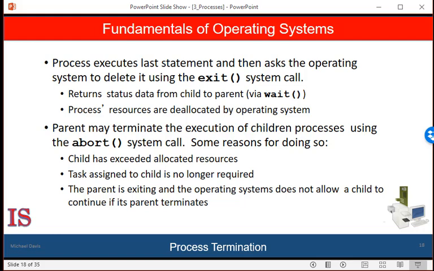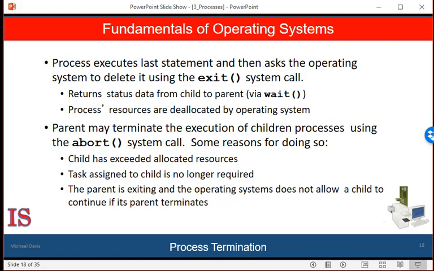A parent may terminate the execution of one of its children for a variety of reasons, such as these. The child has exceeded its usage of some resources that have been allocated. To determine whether this has occurred, the parent must have a mechanism to inspect the state of the children. Reason number 2 is that the task assigned to the child is no longer required.